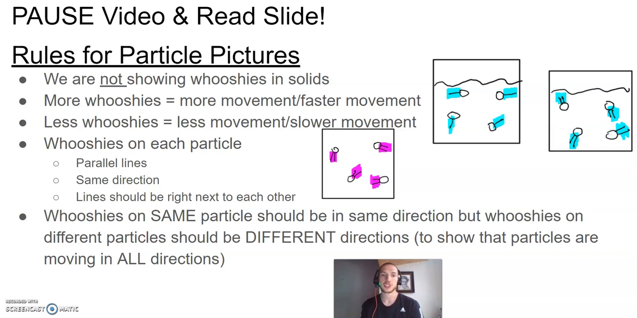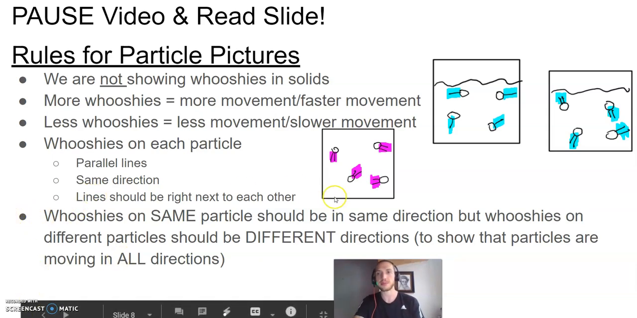Last point, whooshies on the same particle should be in the same direction, but whooshies on different particles in the same particle picture should be in different directions. This is to show that the particles are moving in all different directions. So if you look at the particle picture over here, highlighted in purple, you see the whooshies of the particles are all going in different directions. Same thing with the particle pictures highlighted in blue.